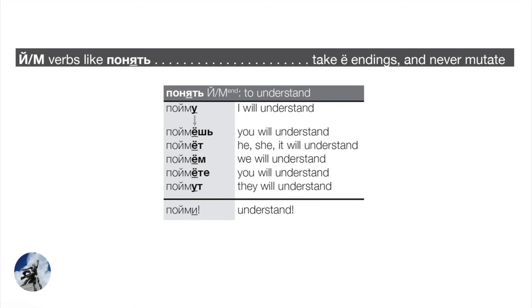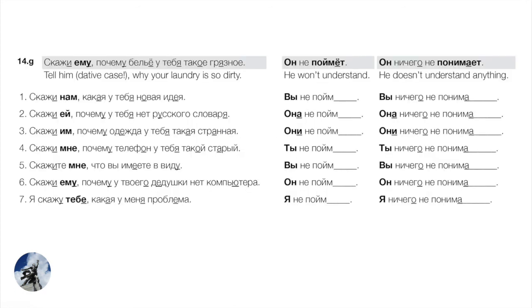Let's do an exercise here. And we're here getting our first glimpse of dative pronoun forms, right? So just for practice right now, we'll study them in detail later. So for example, tell to him, right? Tell him in the dative why your laundry is so dirty, right? Скажи ему, почему белье у тебя такое грязное.